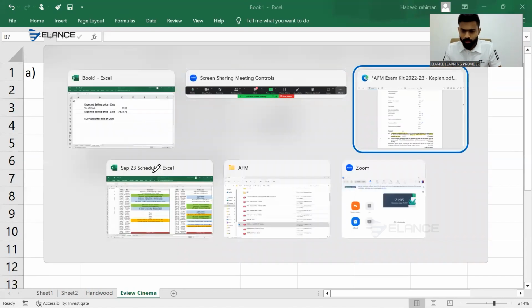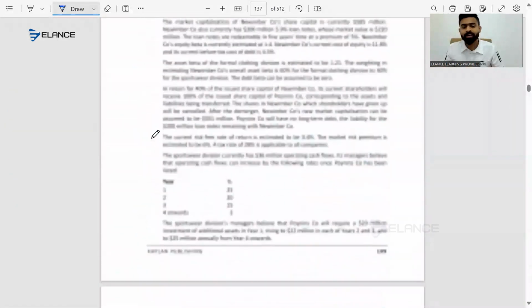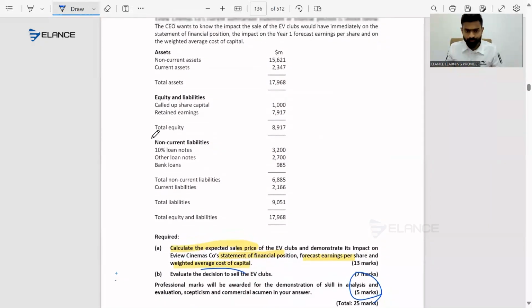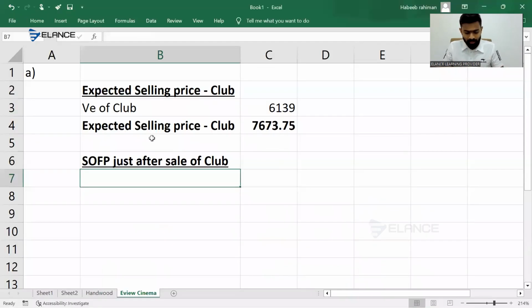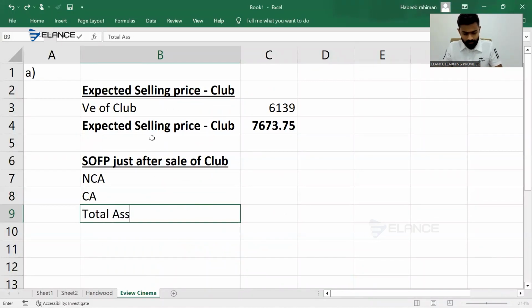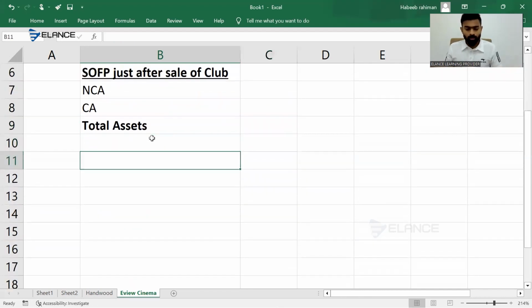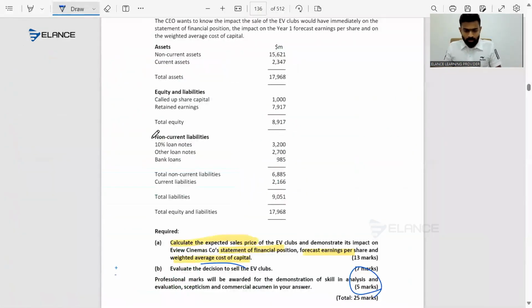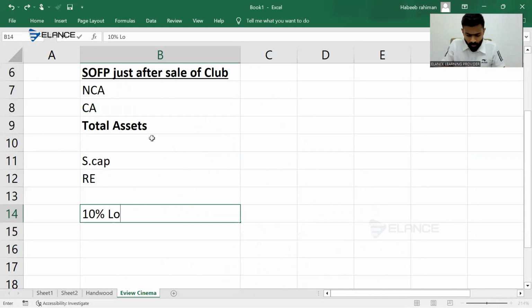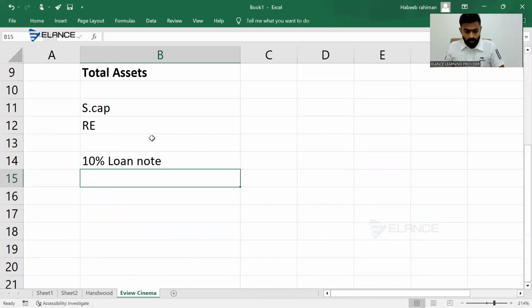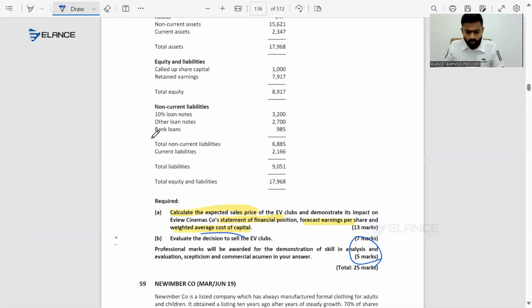So I'll show you how to do this. Hopefully you have done it. I'm jumping back to EView Cinemas. See, I'll create the same format as given in the question: non-current assets, current assets, and total assets. And we'll start with share capital and retained earnings. They said they have a 10% loan note, then other loan note, bank loan, current liabilities. Done.